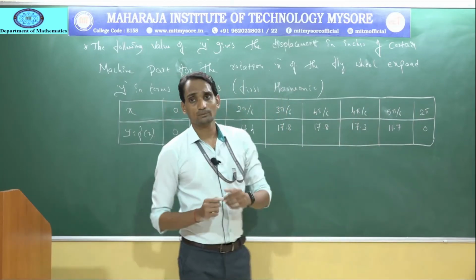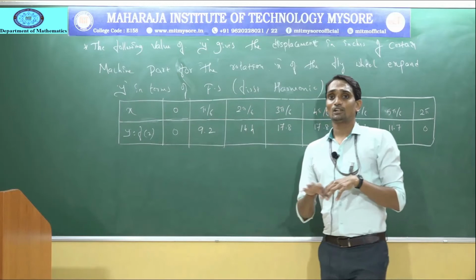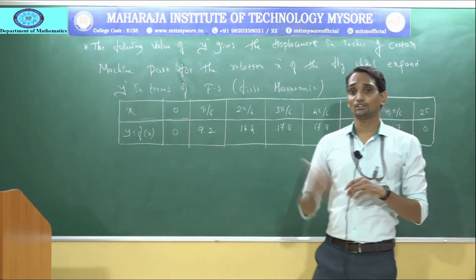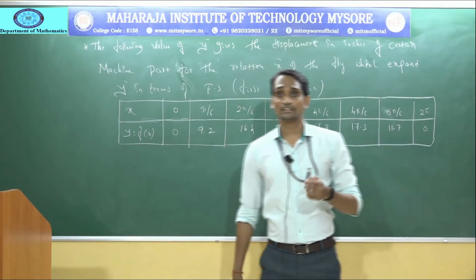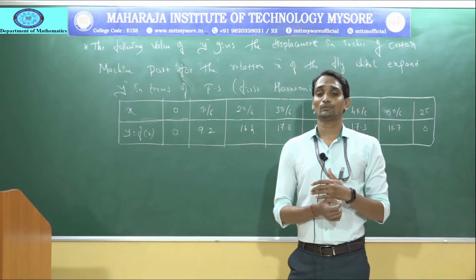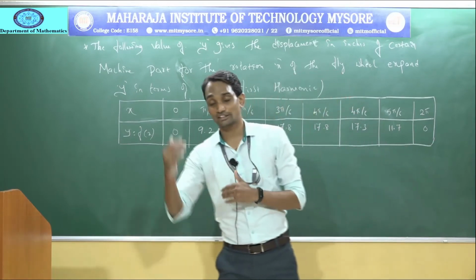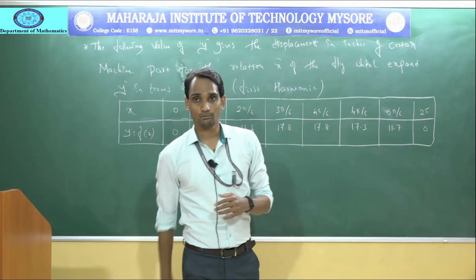In the last problem, in an arbitrary function, you are calculating the L value, but in a periodic function there is no need of calculating the L value. Directly write the formula and go on calculating the values which we require.